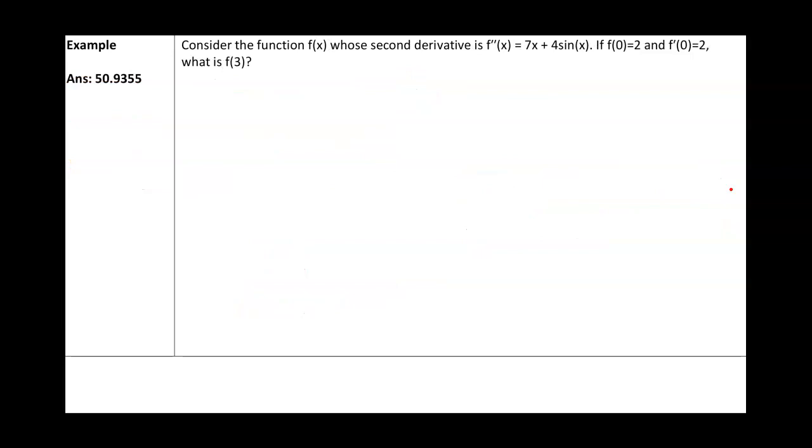All right, next example, we want to consider the function f of x whose second derivative is f double prime of x equals 7x plus 4 sine of x. And now we're given f of 0 is equal to 2 and f prime of 0 is equal to 2 as well. We want to know what is f of 3. So this is going to be an involved problem, because notice we have the second derivative. So we're going to take the second derivative and take the integral twice in order to get to f of x, which is the original function.